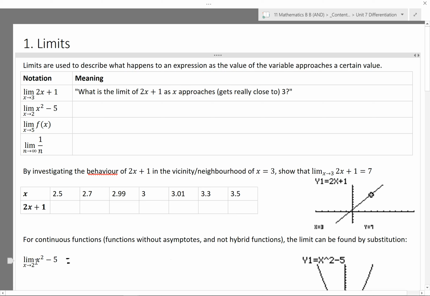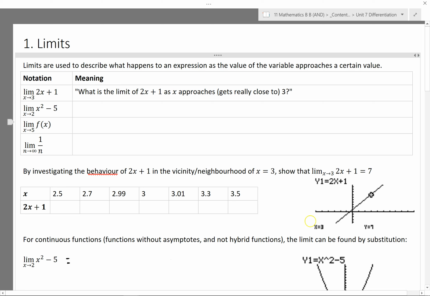This lesson on limits is a new concept, a new notation. A limit is used to describe what happens to an expression as the value of the variable approaches a certain value. So I've got an example here. How I would read this is, what is the limit of 2x plus 1 as the x value approaches 3?